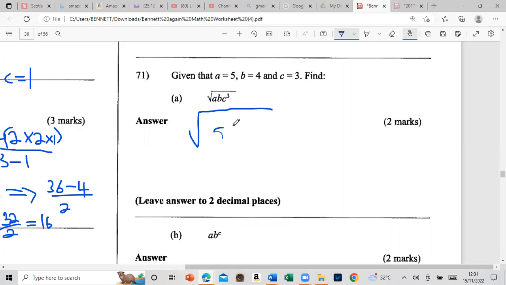A, which is 5, times b, which is 4, times c cubed. And put c, which is 3. That's my substitution already. So guys, we have to do the cube part first. 3 times 3 times 3, that's 27. And then you have 5 times 4.